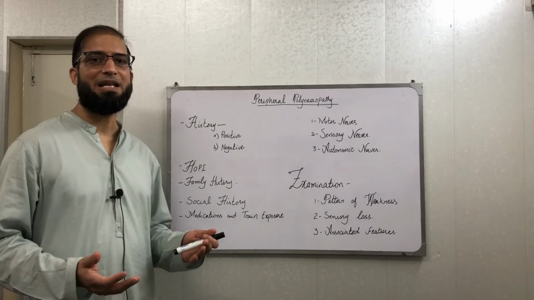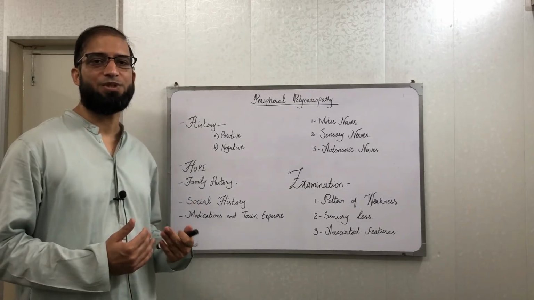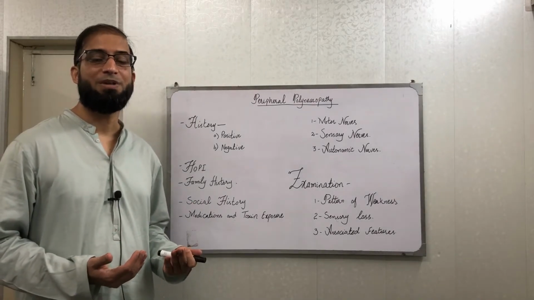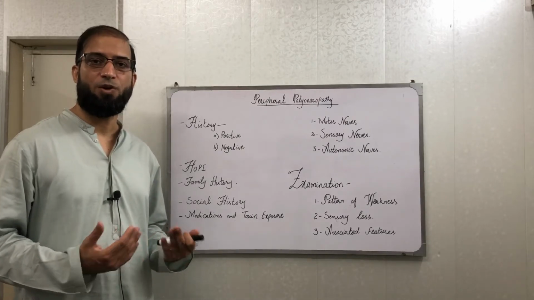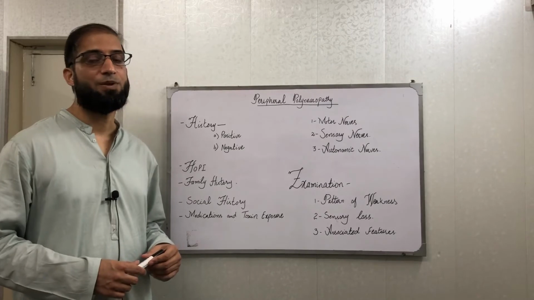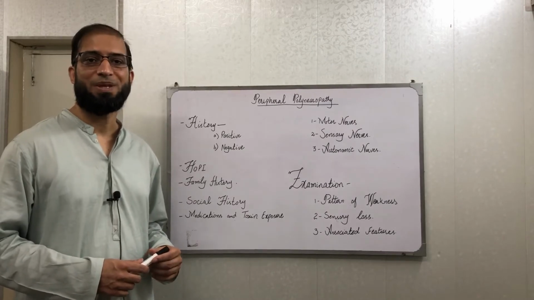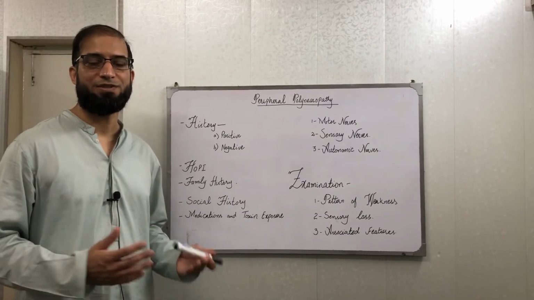Medication and toxin exposure. If there is any toxin or medication exposure before the start of symptoms, that is very helpful. There could be antibiotics, there could be heavy metals, which can cause peripheral neuropathy. It could be motor, it could be sensory, or it could be a mixed peripheral neuropathy having both sensory and motor components.